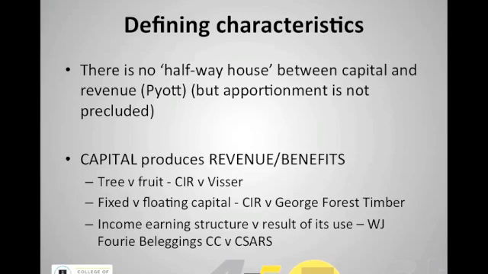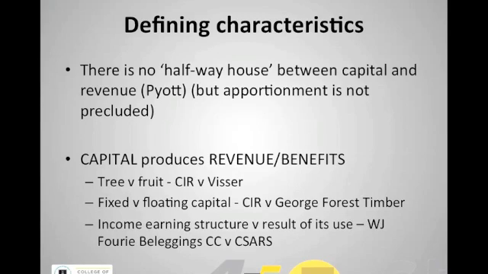In CIR versus George Forest Timber, they were talking about the balance sheet, and they said within the balance sheet we've got fixed capital and floating capital. Fixed capital is that capital that goes onto the balance sheet once and remains there. Buildings and machinery, things that are used in the business. Floating capital is that which gets recycled over and over again. So money buys trading stock. Trading stock leads to sales. Sales lead to money in the bank. That money is used to buy more trading stock. It gets frequently recycled, and that is floating capital, which is revenue in nature.